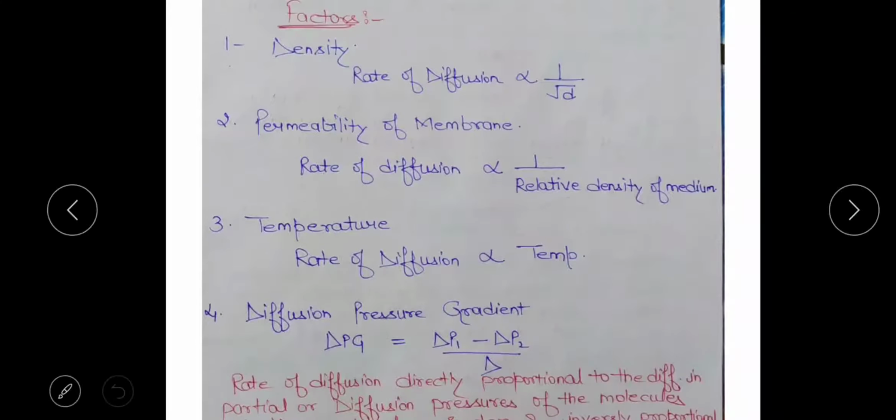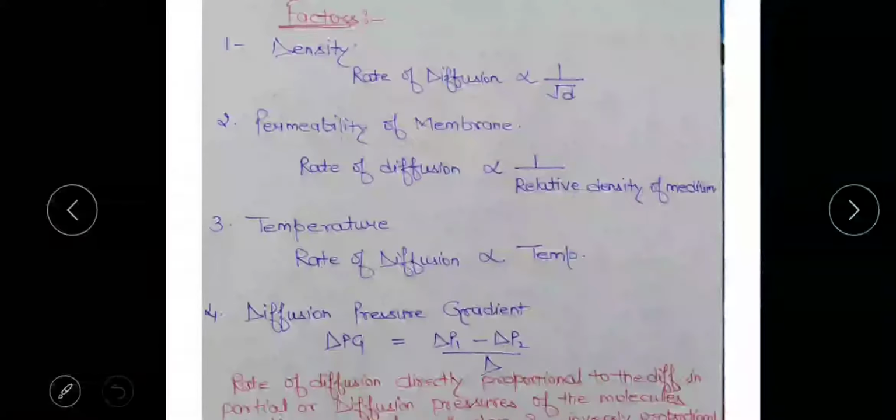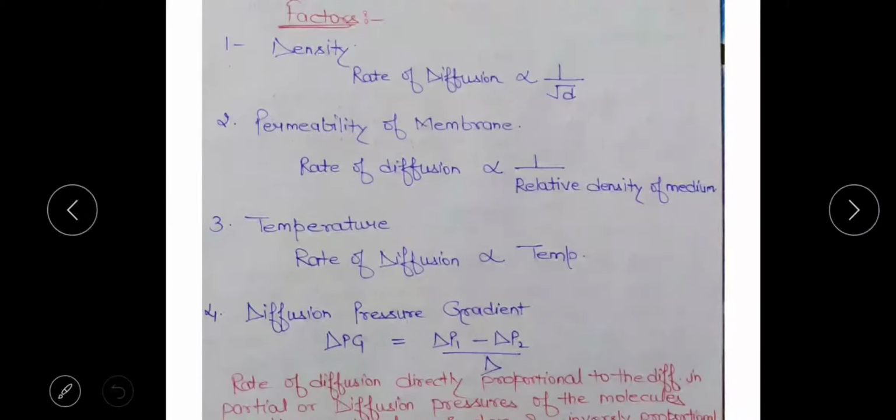So here we are talking about the factors affecting the rate of diffusion. The rate of diffusion gets affected by a number of factors. The first factor is the density. The rate of diffusion is inversely proportional to the square root of the relative density. So we can say that a more dense substance will lead to a lesser rate of diffusion, or vice versa.